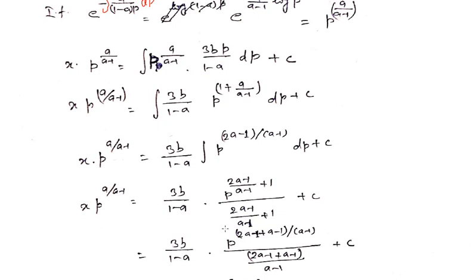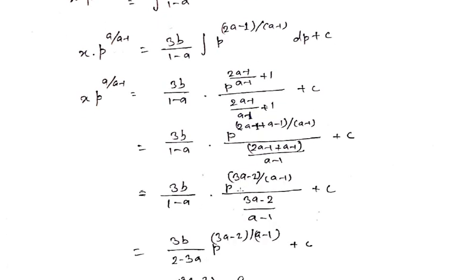Now we simplify this term. After simplifying, we get p raised to power 3a minus 2 upon a minus 1, upon 3a minus 2 upon a minus 1. Here this a minus 1 cancels out, so here we have a negative sign, so it becomes 3b upon, again taking minus outside from here, so it becomes 2 minus 3a. So 3b upon 2 minus 3a into p raised to power 3a minus 2 upon a minus 1, plus c. And in the left hand part we have x into p raised to power a upon a minus 1.